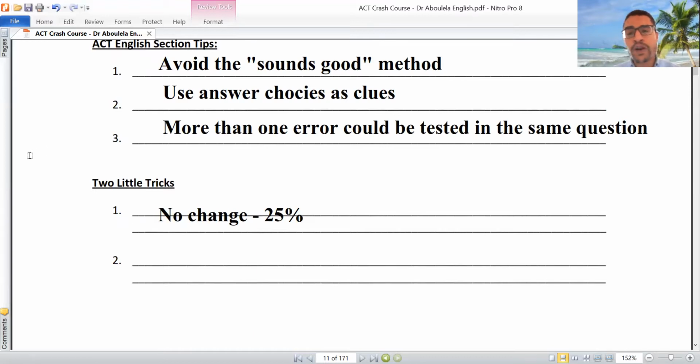And one way to confirm the no change answer choice being correct is to eliminate the other 3 options, like to find what's wrong with every other choice.